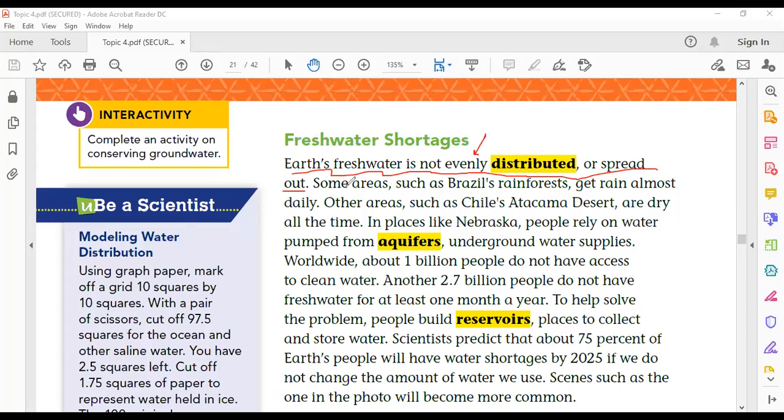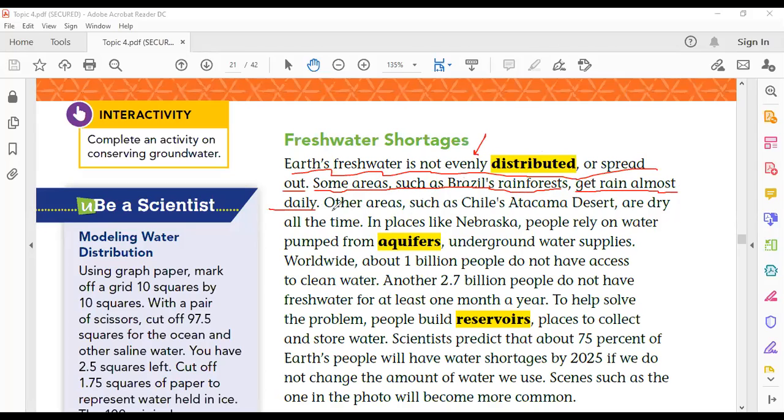But some areas, such as Brazil's rainforest. Of course, you know where Brazil is. Brazil lies in the tropics, at the equator. Brazil's rainforest gets rain almost all around the year, daily. Did you know that every day rain falls in Brazil's rainforest?